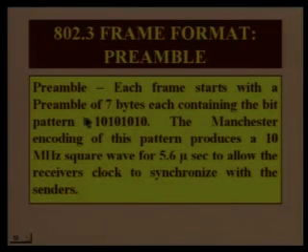Now I have already explained the preamble. Each frame starts with a preamble of 7 bytes, each containing the bit pattern of this type. The Manchester encoding of this pattern produces a 10 megahertz square wave for 5.6 microseconds to allow the receiver's clock to synchronize with the sender's. So when we say preamble, it is basically a set of signal patterns, a square wave, generated so that the receiver gets fully synchronized with the sender's clock, so that each bit will be captured within its duration.